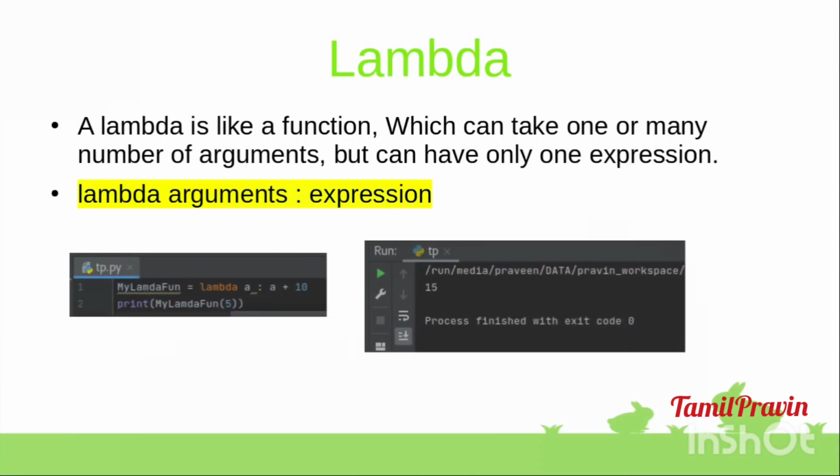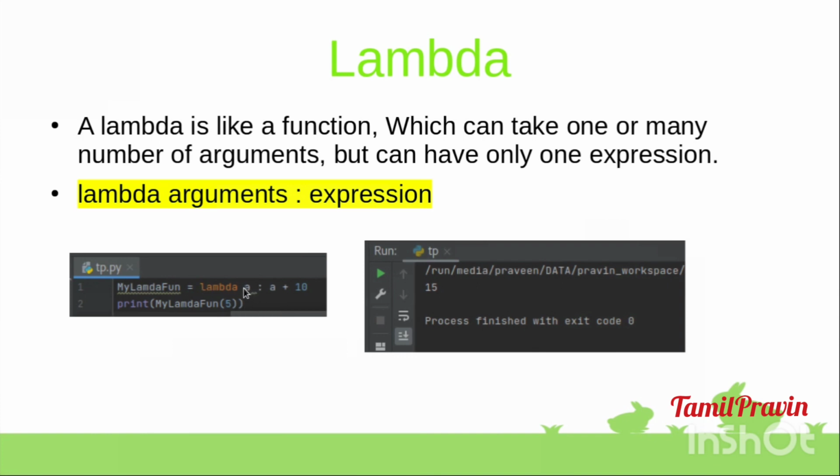And then lambda. A lambda is like a function which can take one or any number of arguments, but it has only one expression. Let's see an example. This is the syntax: the lambda keyword, the arguments, and the expression. Here I am declaring a lambda function with the keyword lambda a.